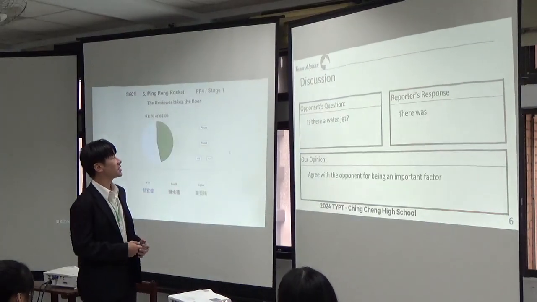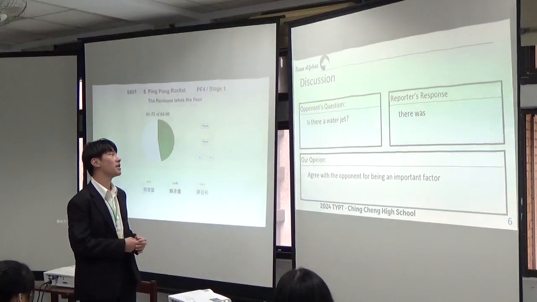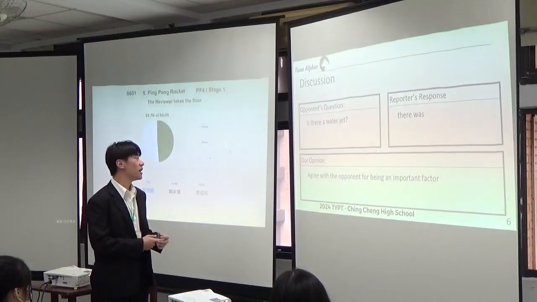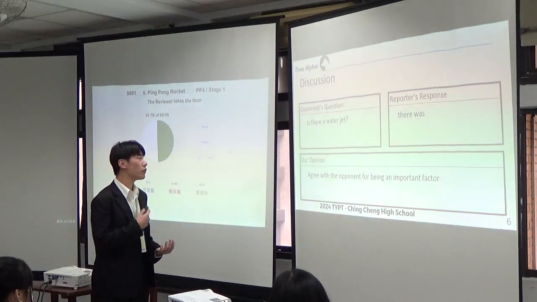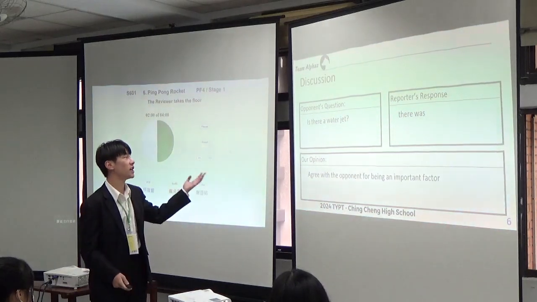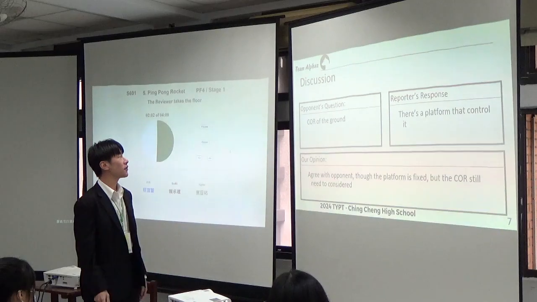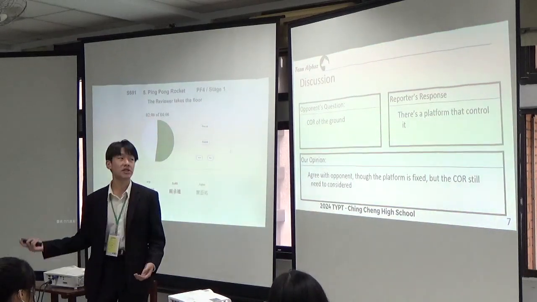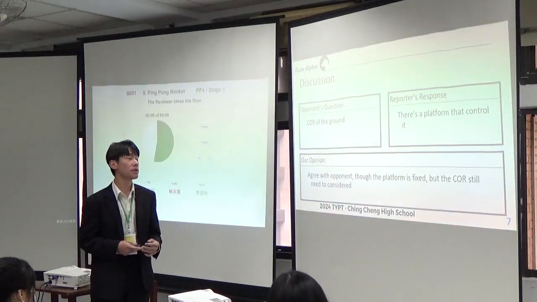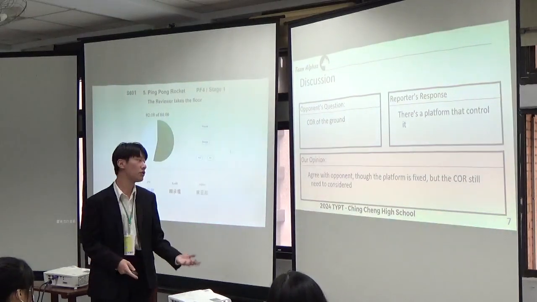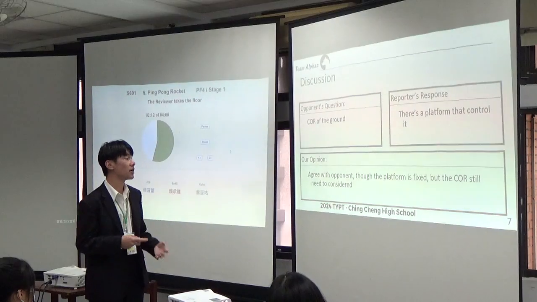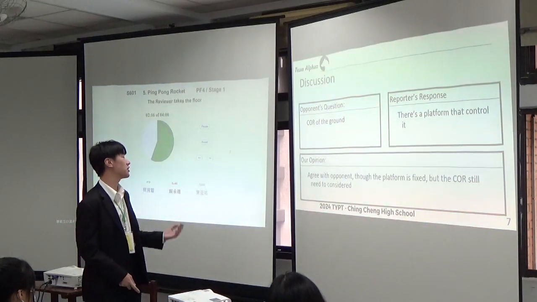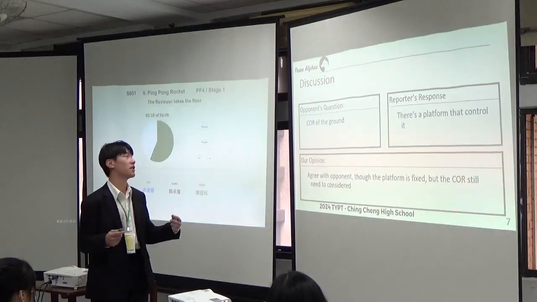requirements. And for the discussions part, the opponent asked whether a water jet is formed, and the reporter answered there was. And our opinion is that we agree with the opponent that the jet is an important factor. And for another problem, the opponent asked about the coefficient of restitution of the ground, and the reporter's response is that there is a platform that can control it, but our opinion is that we agree with the opponent that though the platform is fixed, the coefficient of restitution still needs to be considered in this phenomenon.